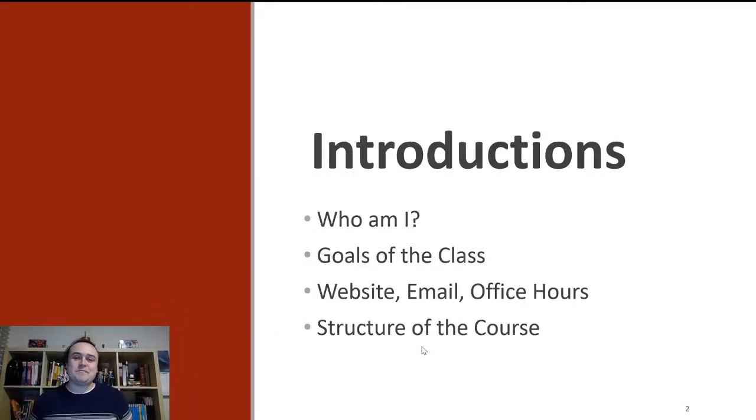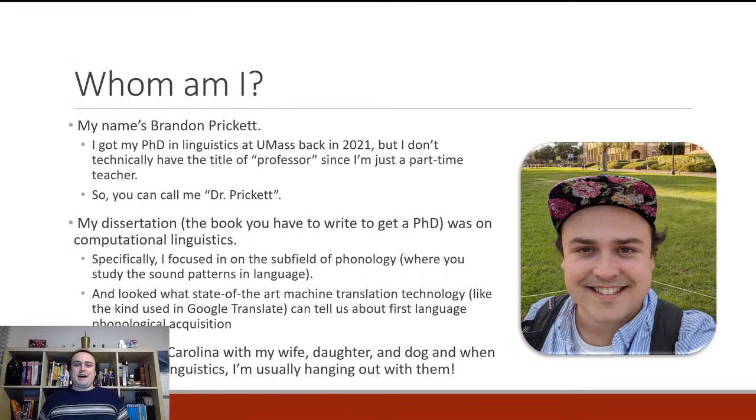Now let's get started. All right, so first off, who am I? My name is Brandon Prickett. I got my PhD in linguistics at UMass back in 2021. I don't technically have the title of professor, so I know it's kind of hard to keep track of which of your teachers are professors and who aren't when you're going through undergrad. So just so you know, I'm not one of the professors. I'm just a doctor. So you can call me Dr.